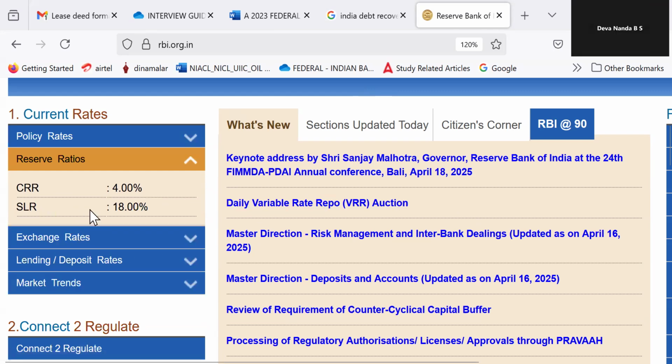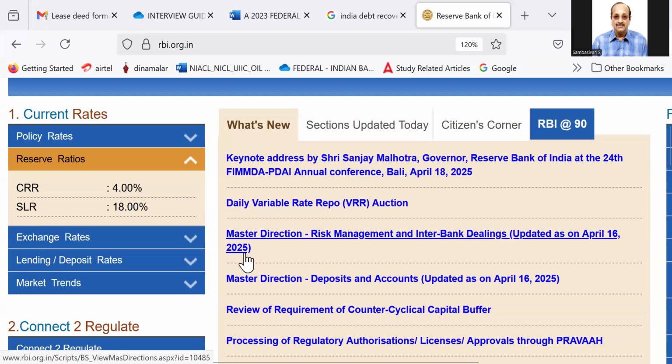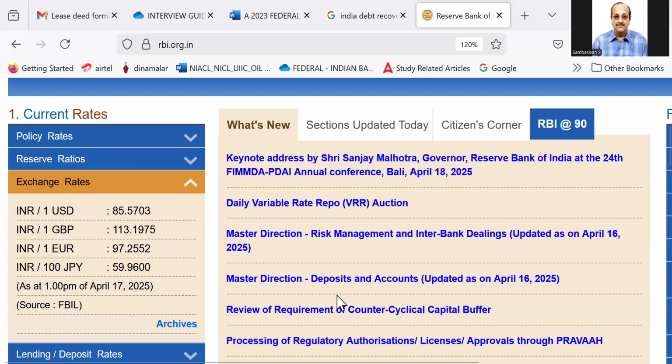Next is reserve ratios. CRR 4%, SLR 18%. Expand CRR. This is cash reserve ratio. And the other one is SLR, statutory liquidity ratio. Correct. It is 4% of NDTL, net demand and time liabilities. But simply say on liabilities. If you say that, that also will do. Now, please read.